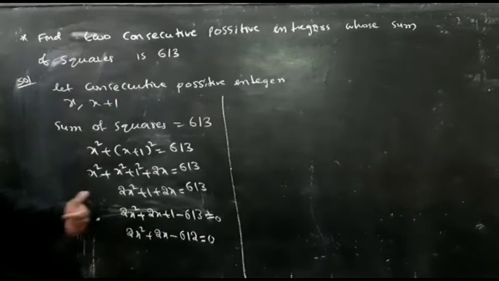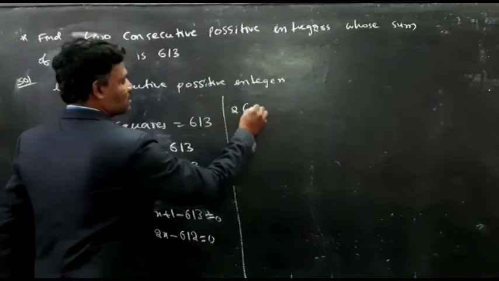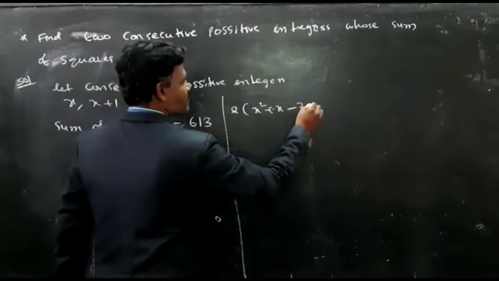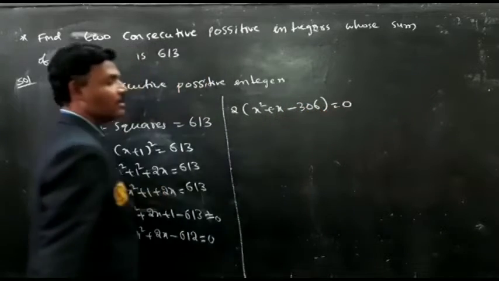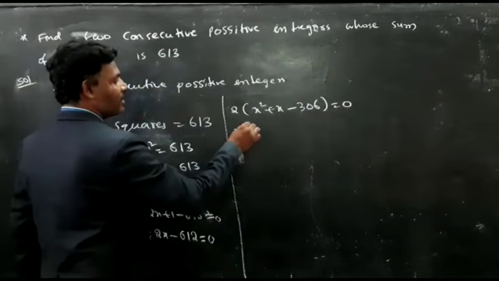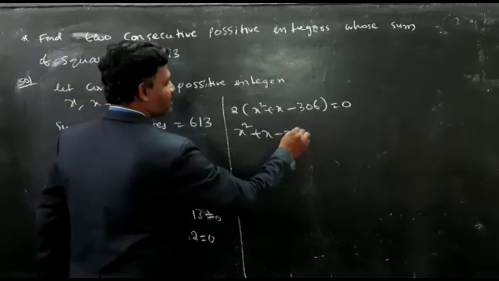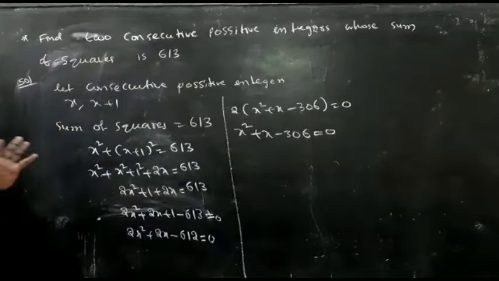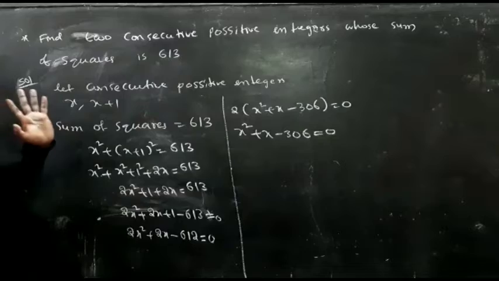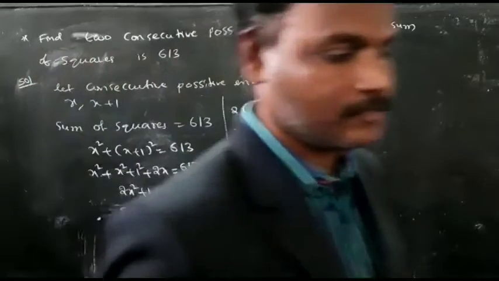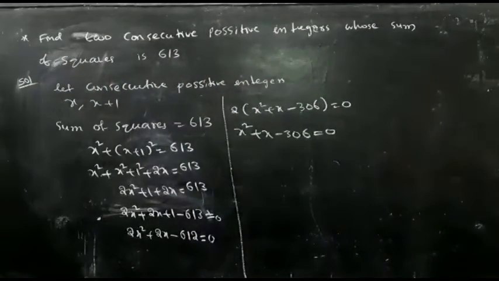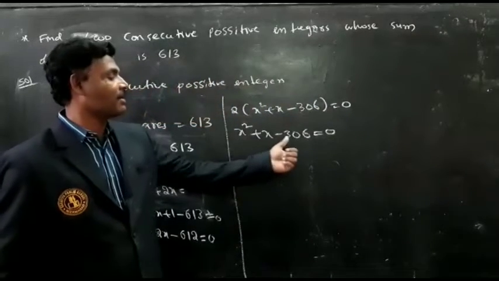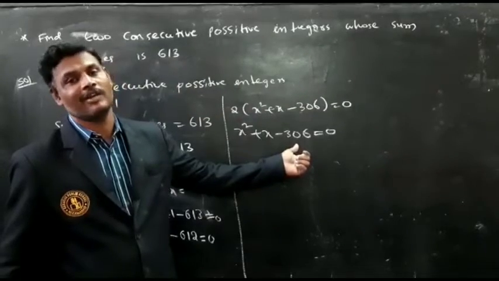So from this I am taking 2 common. x square plus x minus 306 is equal to 0. So finally, what is the equation here? x square plus x minus 306 is equal to 0. This is a quadratic equation.